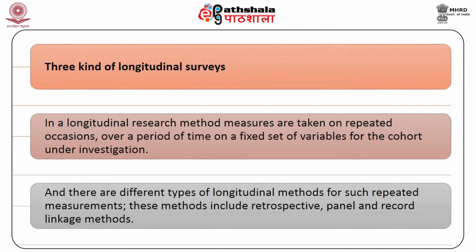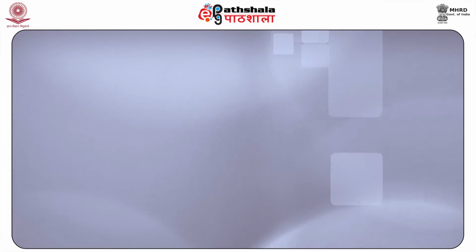Three kinds of longitudinal surveys. In a longitudinal research method, measures are taken on repeated occasions over a period of time on a fixed set of variables for the cohort under investigation. And there are different types of methods for such repeated measures. These methods include retrospective, panel, and record linkage methods.